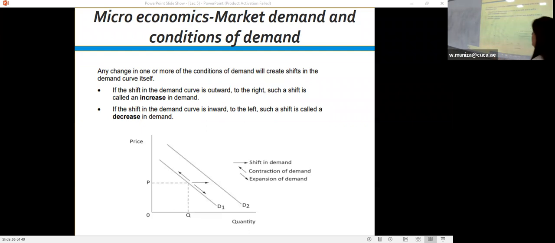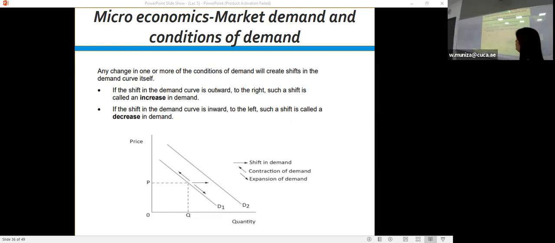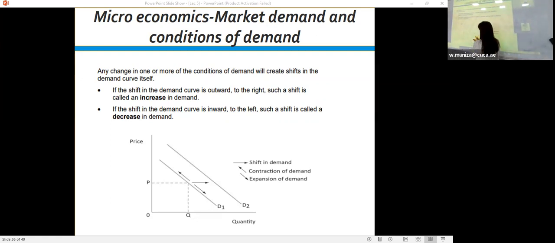So what they say is, any change in one or more conditions of the demand will create shifts in the demand curve itself. If the shift in the demand curve is outward, to the right, such a shift is called an increase in demand. If the shift in the demand curve is inward, to the left, such a shift is called a decrease in demand. Obviously, the demand is decreasing. Can you see? If it is shifting outwards, it means that there is an increase in demand.